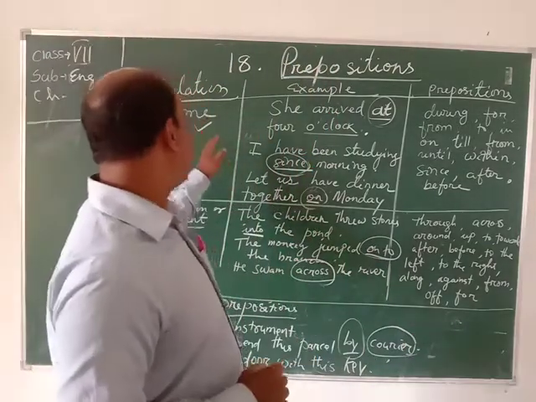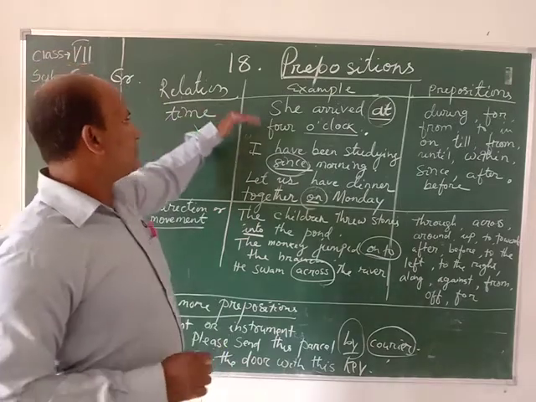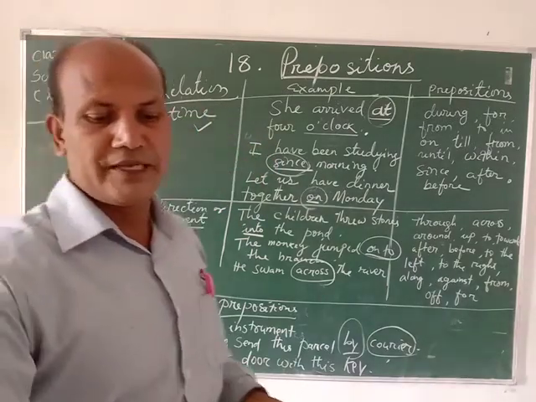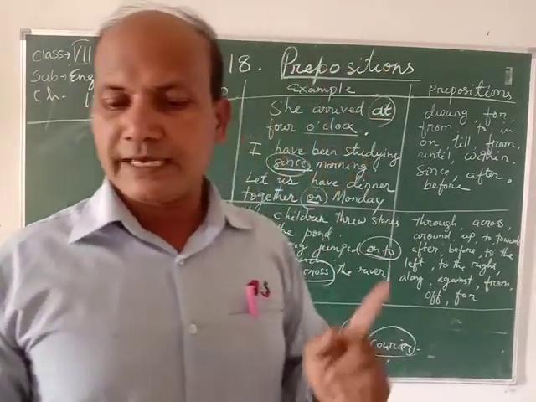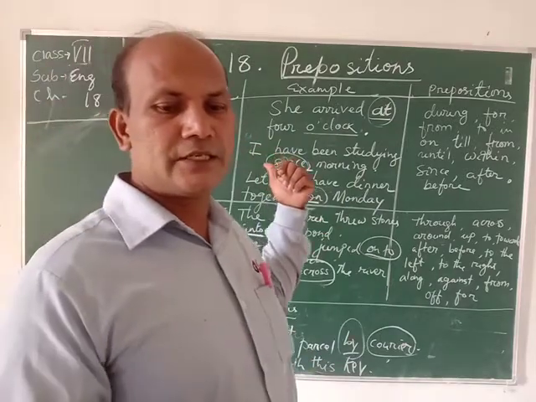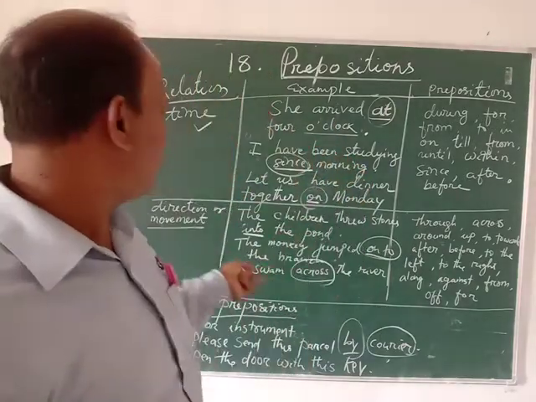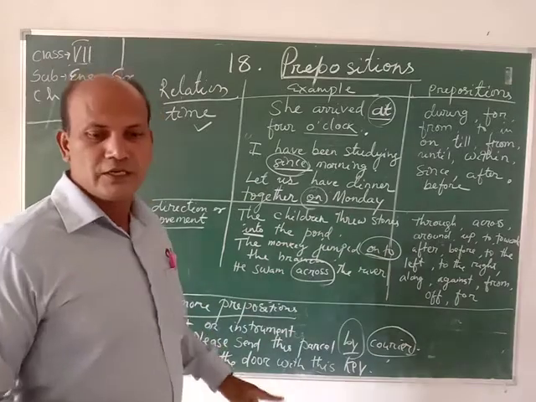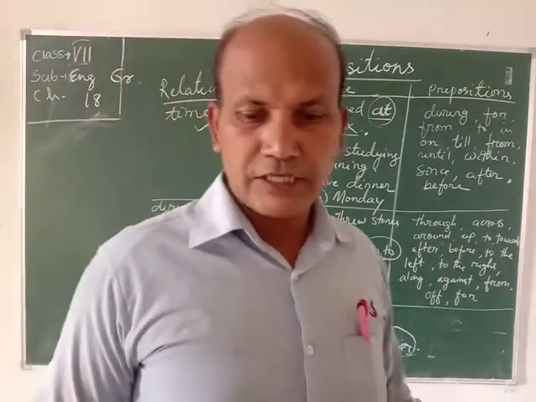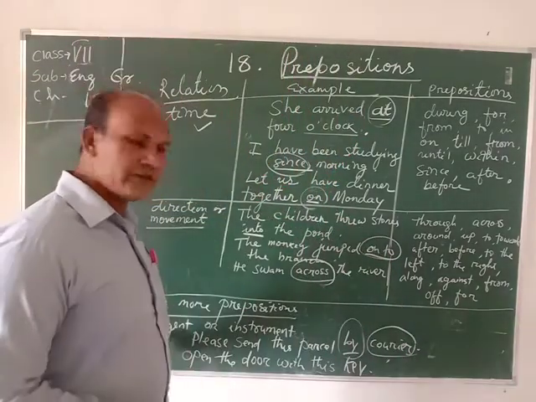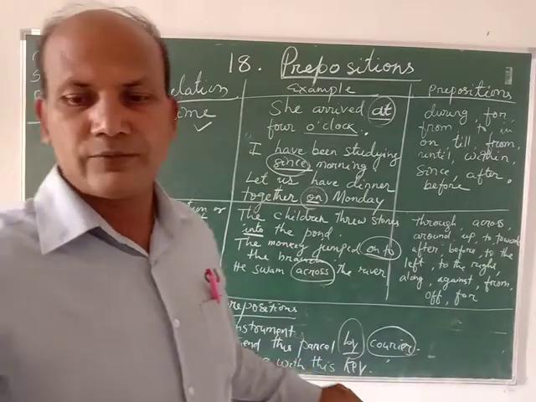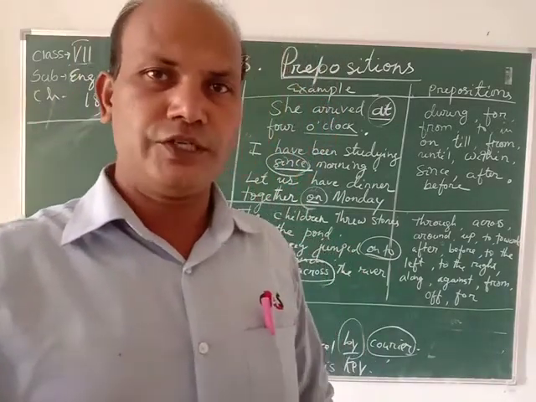So students, as I discussed, prepositions are used for place, time, direction and movement, etc. I also discussed some different uses. Here are 7 points. Now I have to show one more point, and the remaining 6 points I'm also going to discuss, and you have to understand it all.